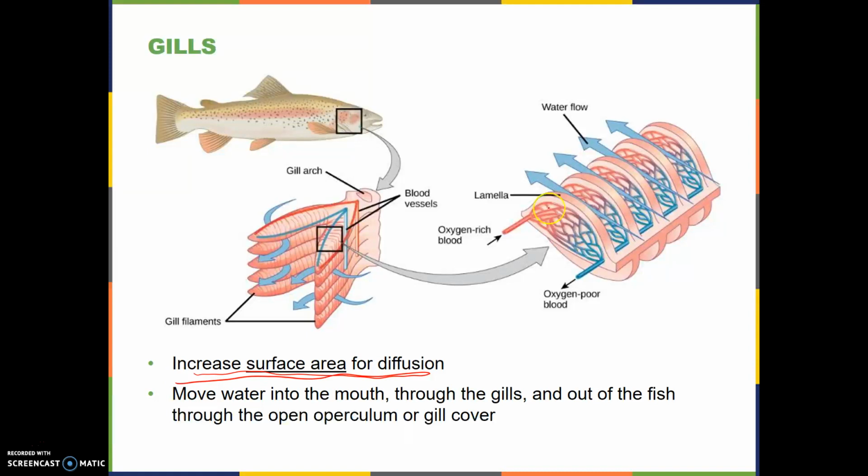And you can see here that oxygen-rich blood coming into the gills is going to flow in one direction, and it's going to drop off its oxygen so that it's oxygen poor when it leaves the surface of the gills. And then the water is going to flow in an opposite direction as the blood. That is called countercurrent flow. And that allows for the maximum amount of oxygen to be extracted.